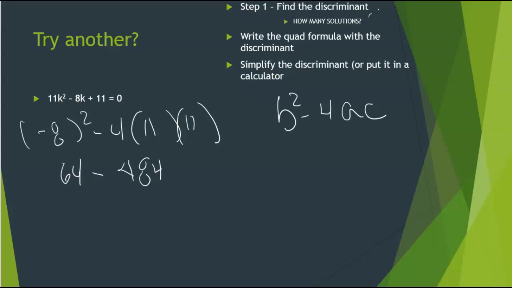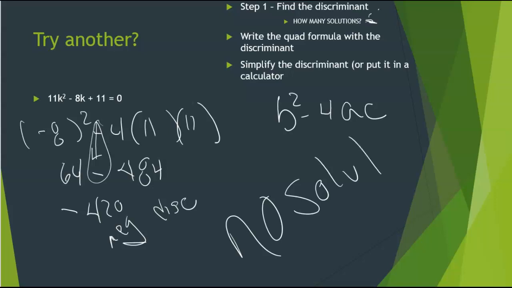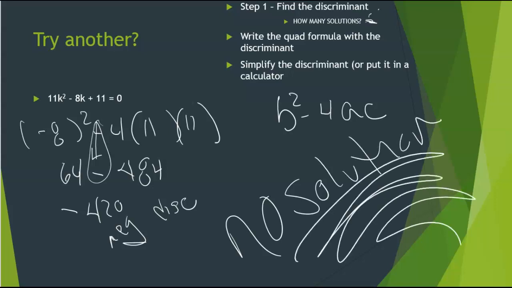Okay. And since this is positive, positive, positive, this is positive, and we're just going to bring this negative down, right? 64 minus 484 is negative 420. So the discriminant is -420. How many solutions when the discriminant is negative? There is no solution. I'm done. That's the end of that problem. We don't have anything else to do.